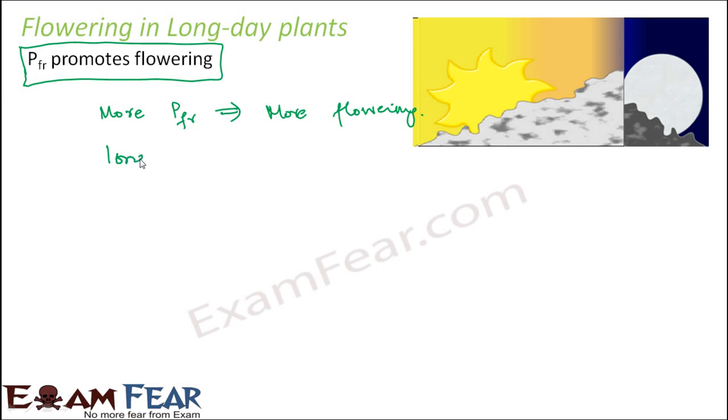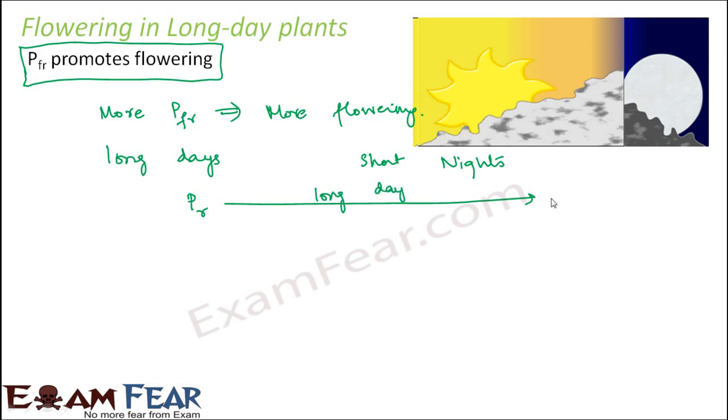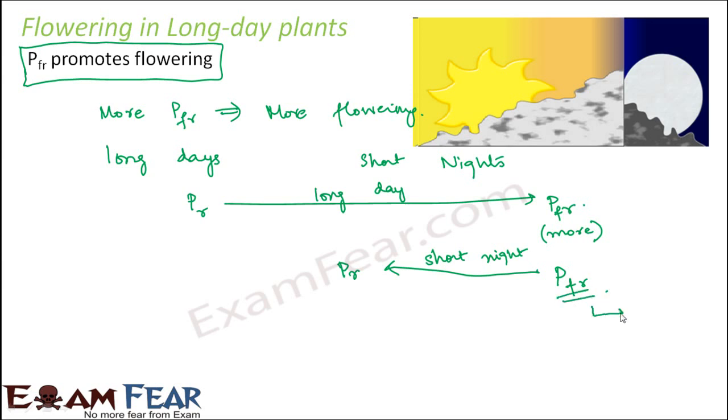Now in case of these plants, you have long days and short nights. Correct? So now for the conversion, you have some PR and you have long days. So over the long day, all this PR will be able to get converted to PFR. So now you have more PFR because all the PR got converted to PFR. So now this PFR will get a very short night, not too much time to get converted to PR. So in this short duration, not all PFR will be able to convert back to PR. So you will be left back with some PFR.